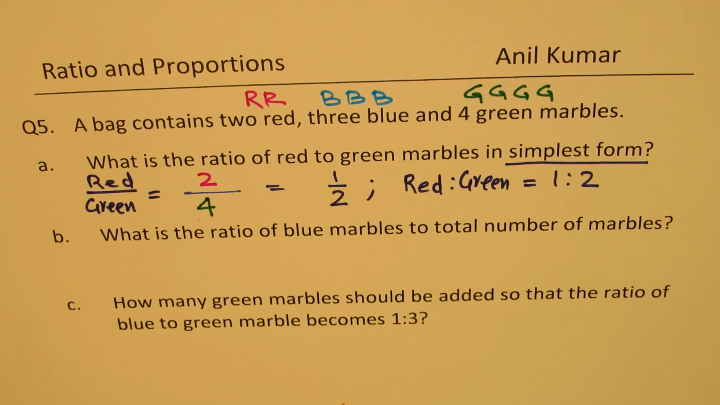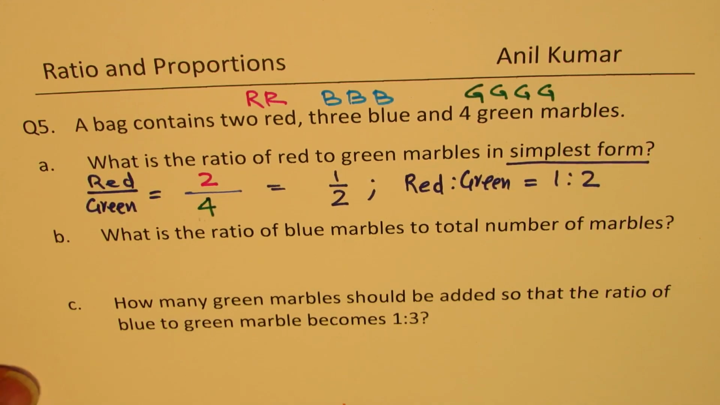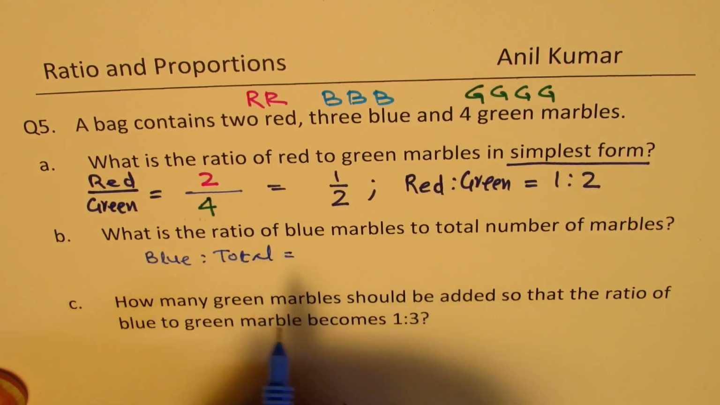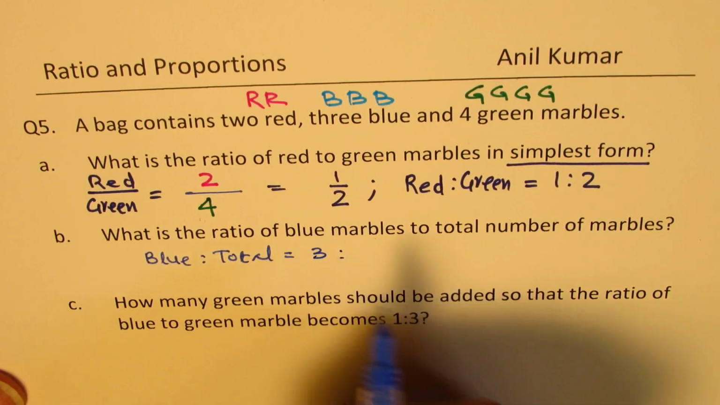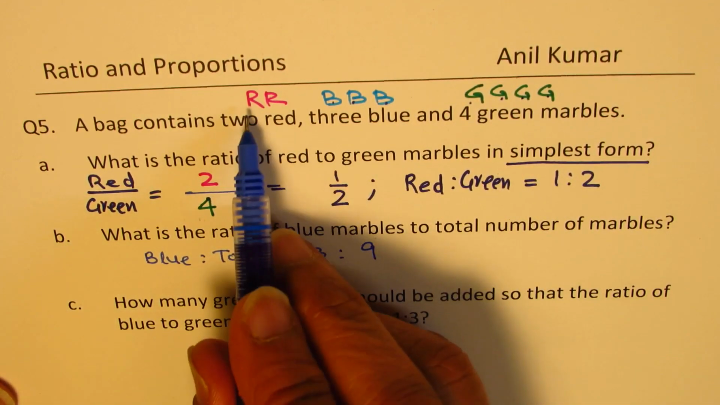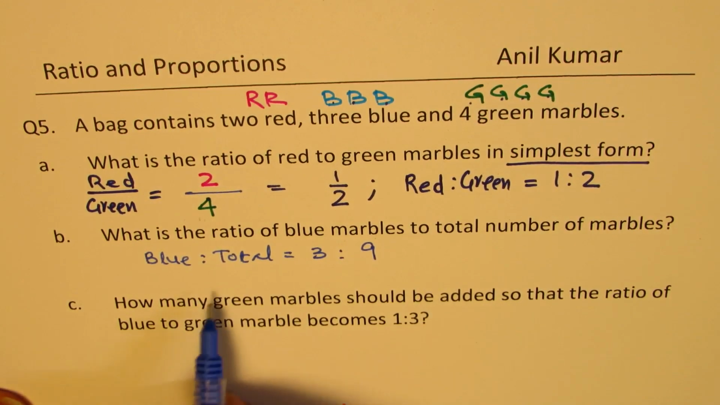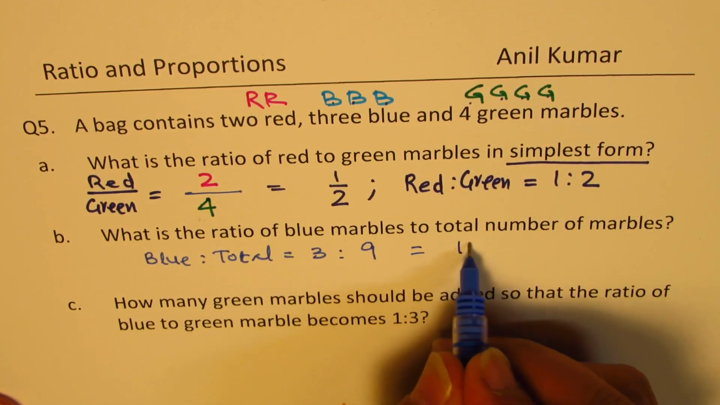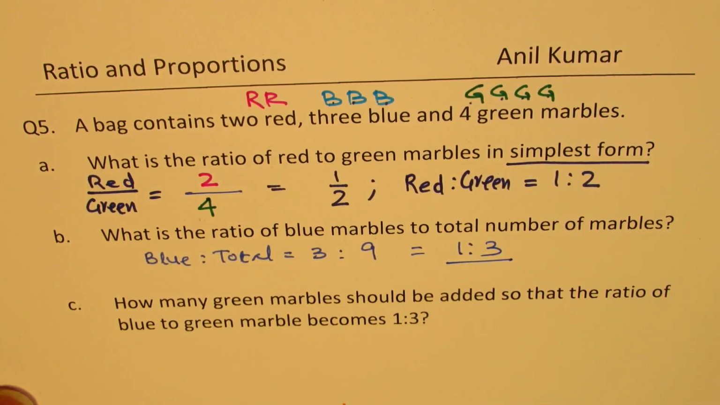Correct? Now let's look into part B, which is what is the ratio of blue marbles to total number of marbles? Blue marbles, so we have to have blue to total. Now blue is 1, 2, 3. And total is 1, 2, 3, 4, 5, 6, 7, 8, 9. Do you see that? Total means all of them combined. So we have blue to total as 3:9. In the simplest form, you could also write this as 1:3. Is that clear to you? Good. So the ratios can be written as a fraction or with the colon, as we have written here, right?